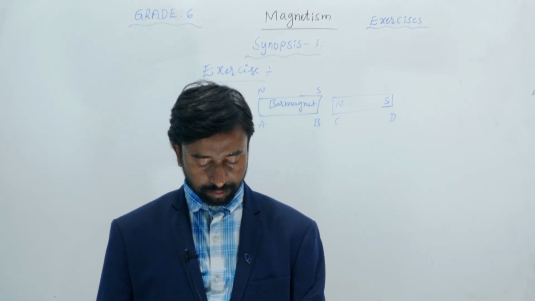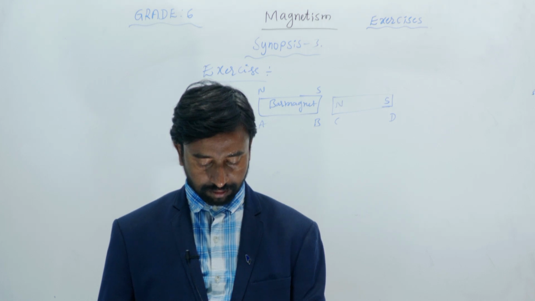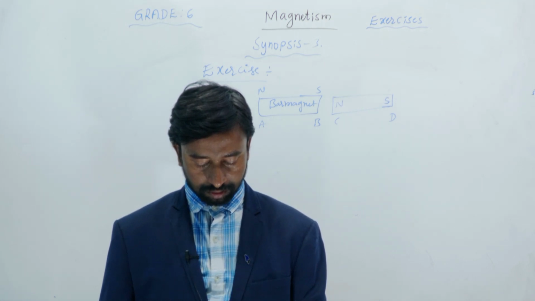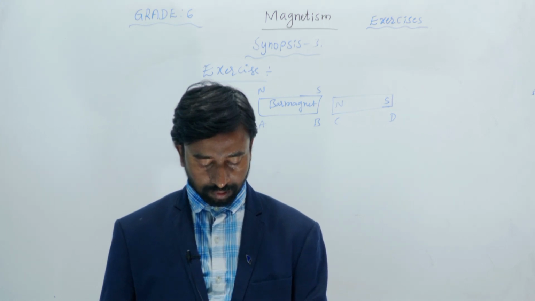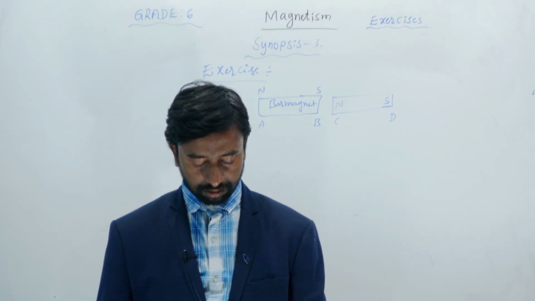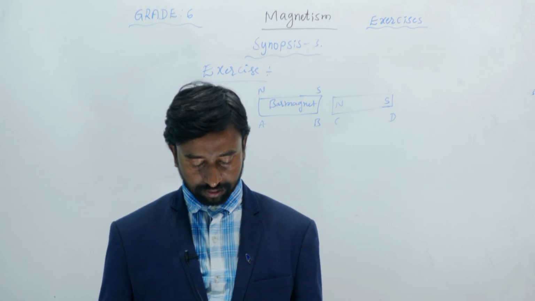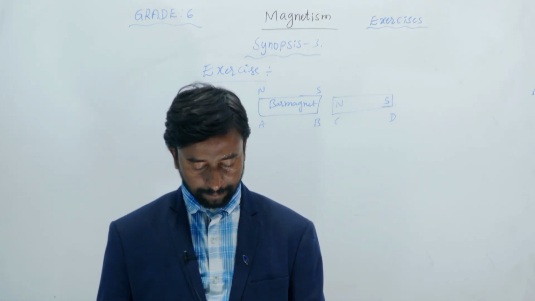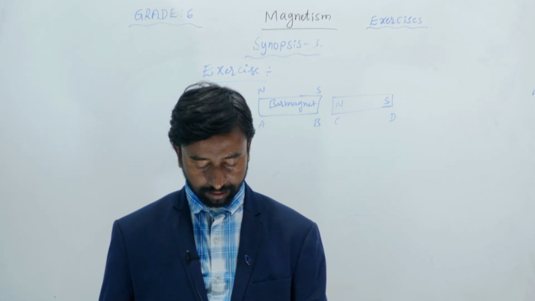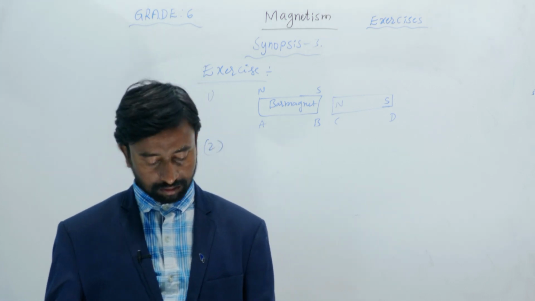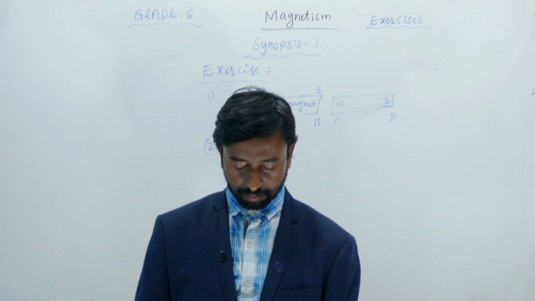You are given two similar unmarked bars. One of them is a magnet, while the other is a magnetic material. Without any other aid, how would you deduce which one is the magnet? By placing the tip of one bar near the middle of the other bar, we can recognize which one is the bar magnet and which is not.